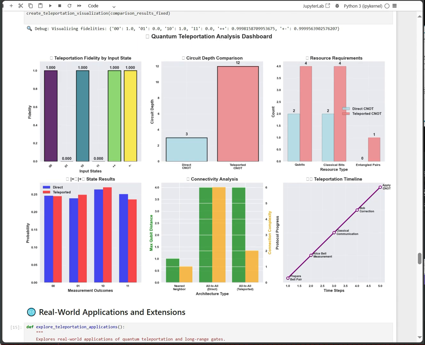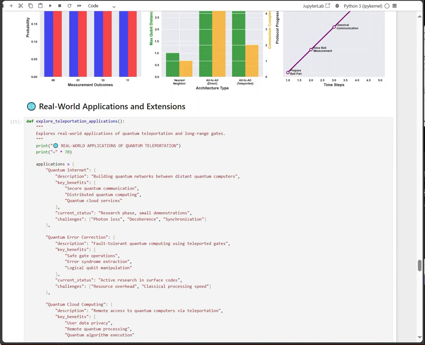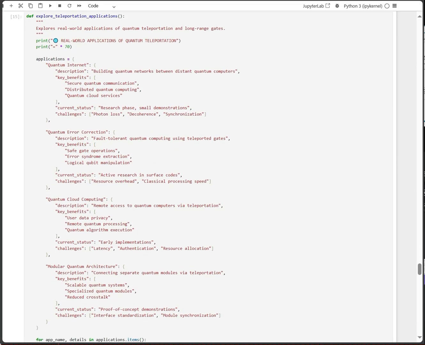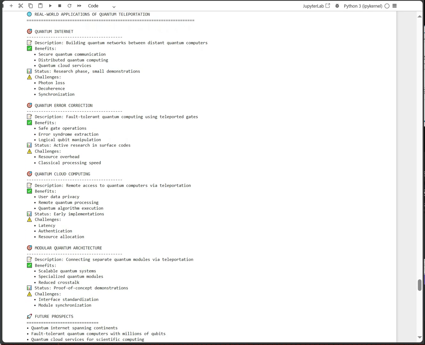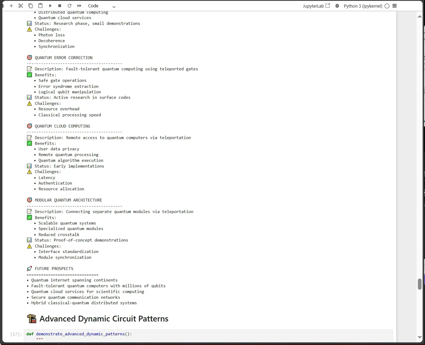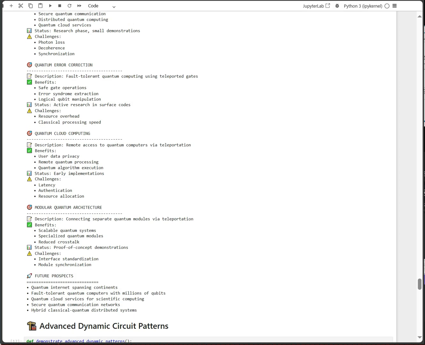The code is basically the same applications of Qiskit. Here we just include these middle measurement points, and as a real-world extension, I'm just going to summarize here some of the points that you can check for building quantum networks, quantum error correction, quantum cloud computing, modular quantum architecture, and future prospects. Everything is going to be in the notebook.